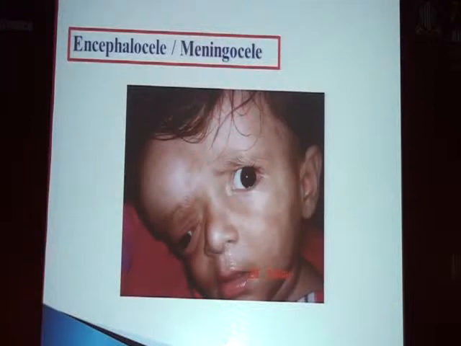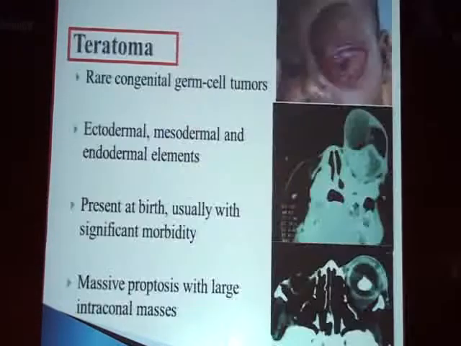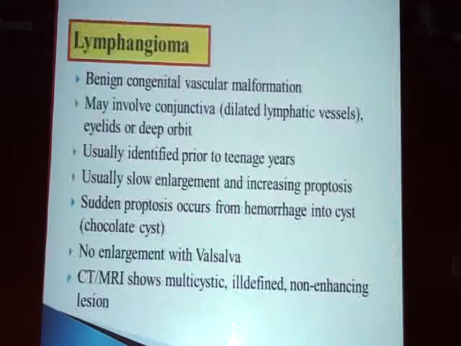Now this is a patient with a meningocele, as you can see in this patient. Then teratoma is one of the rare cases to be seen. This slide I have borrowed from Dr. Neelam Kushwaha, where you can see it will have ectodermal, mesodermal, or endodermal elements along with the normal swelling.